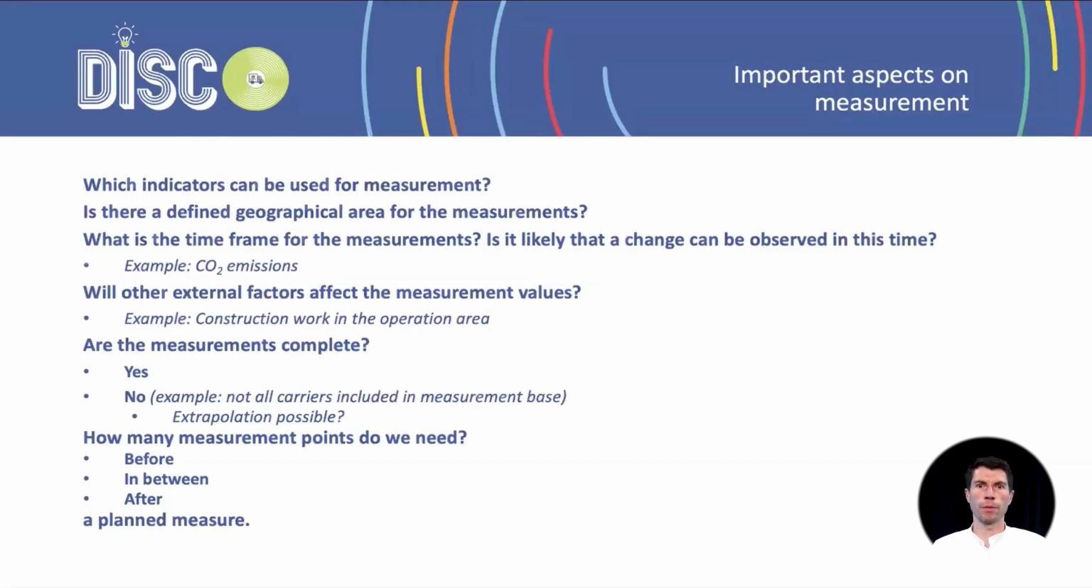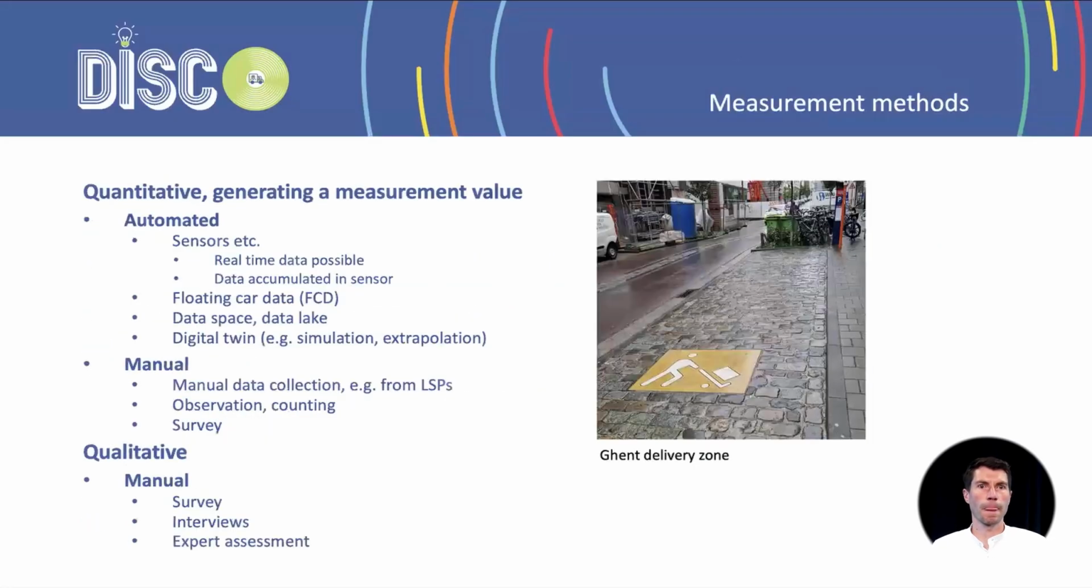For example, when we're talking about CO2 emissions. Are other external factors affecting the measurement values, and how can this be considered in our evaluation concept? How often should we measure, and is there, for example, a technology to support this task? When it comes to the measurement itself, it's important to know the measurement methods and options, their pros and cons, and of course, their specific or special requirements.